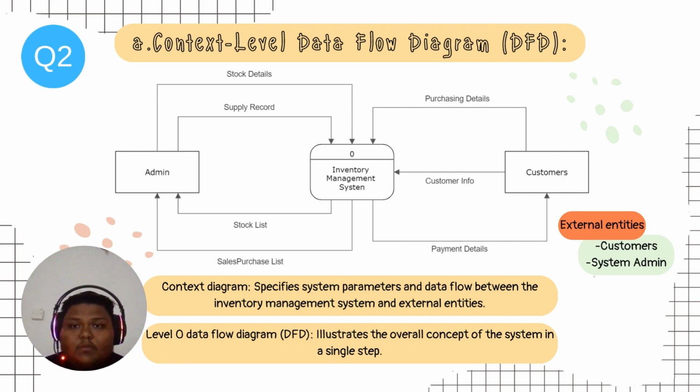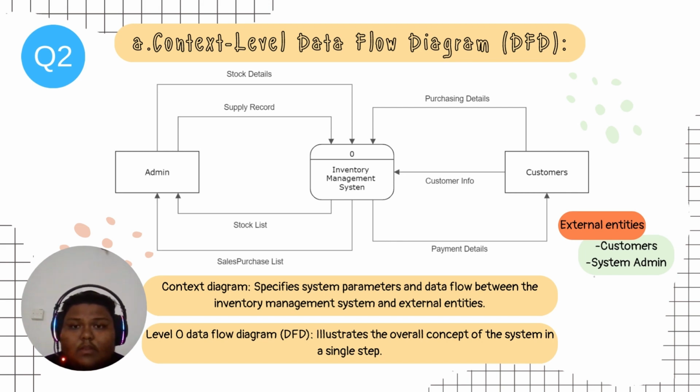For the first point, the context level DFD has two external entities, specify system parameter, and data flow between the inventory management system and the external entities. The Level 0 data flow diagram illustrates the overall concept of the system in a single step.